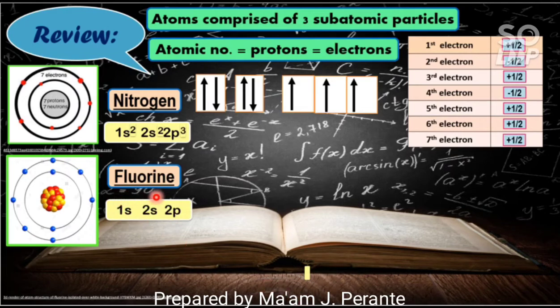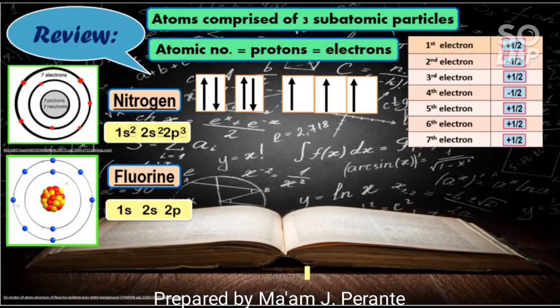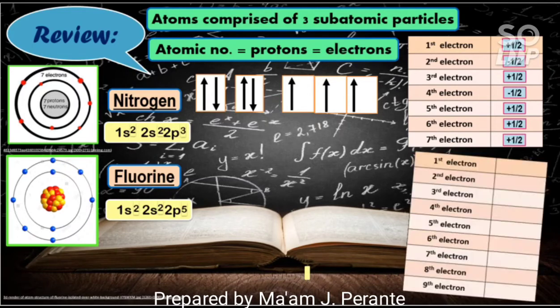And the configuration of fluorine will look like this. For us to reach 9 electrons, again, we have to follow the electron configuration pattern. Okay? So 1s2, 2s2, and 2p5. So if you add 2, 2, and 5, you will get 9 electrons, which is also the electron number of fluorine. So let's do the atomic orbital and the spin of the electron.